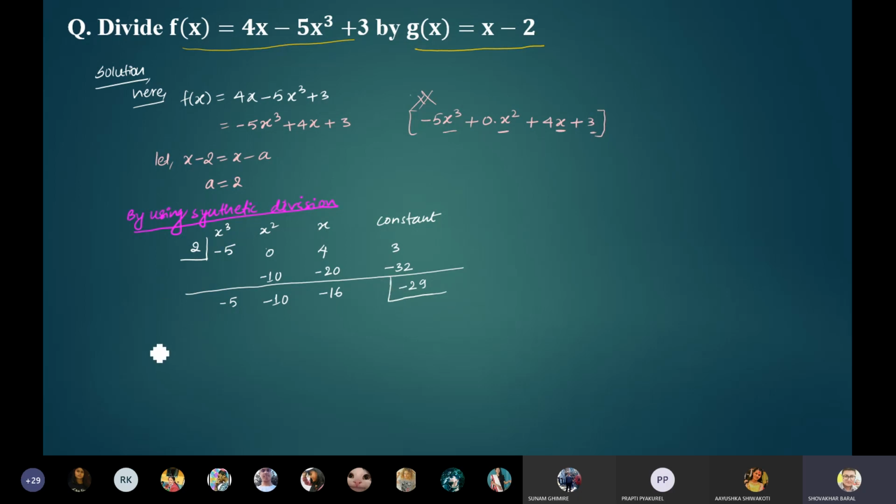So we have got the quotient. The quotient is minus 5x square, include this sign also, minus 10x minus 16, and the remainder is minus 29. Copy it first.